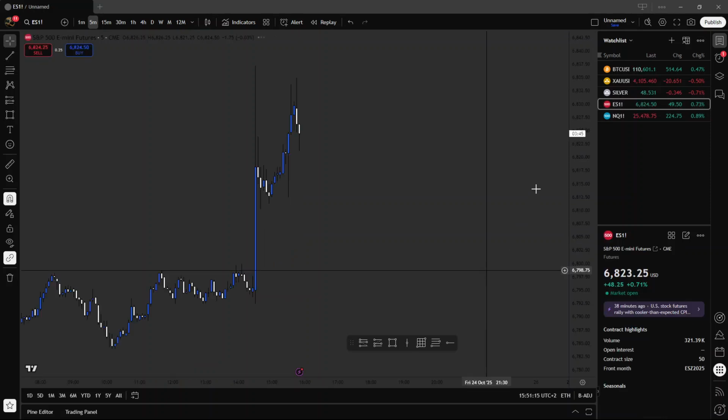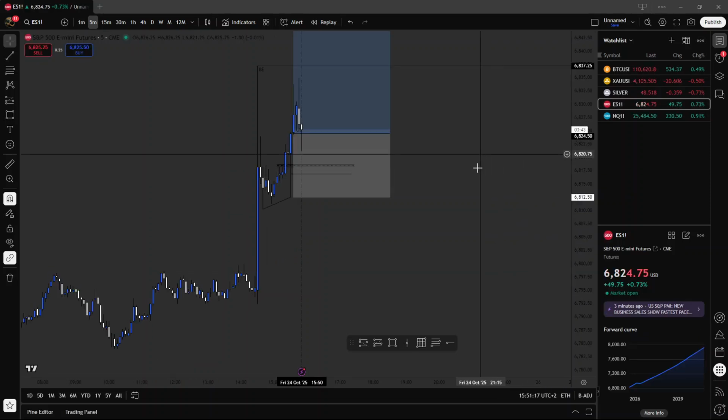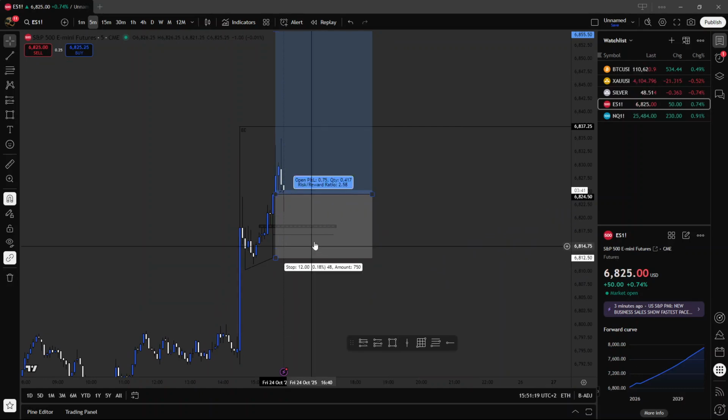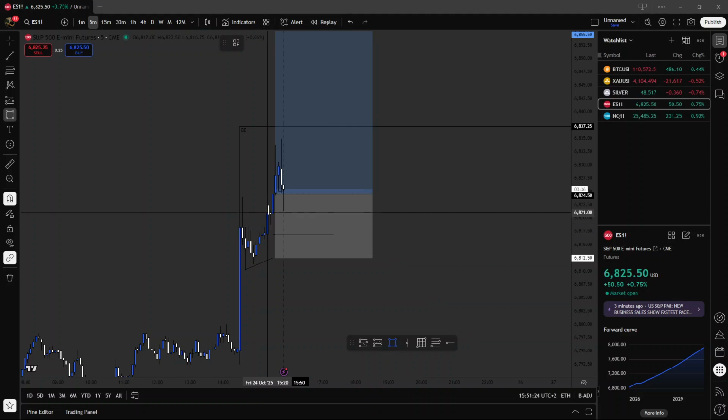But still, we see bearish momentum, also filling this, wait, this 5 minute gap on the S&P.